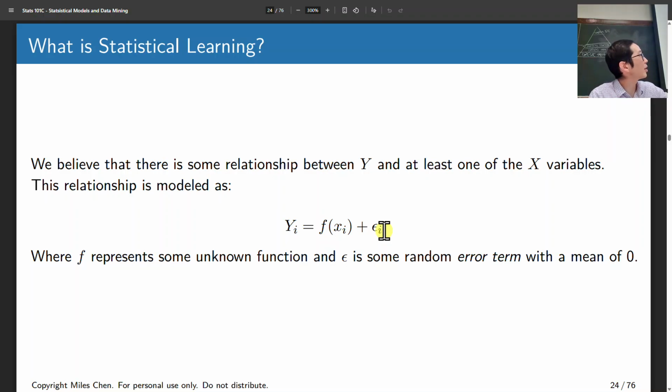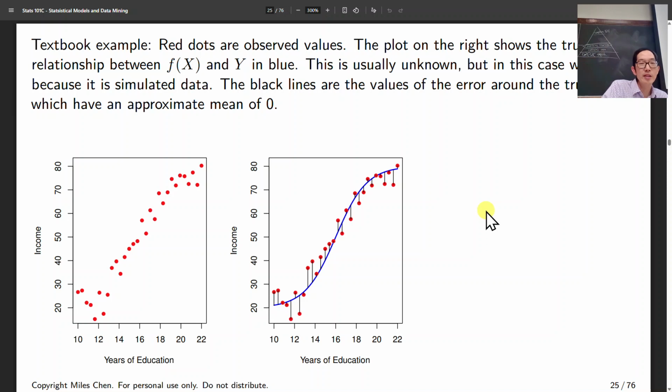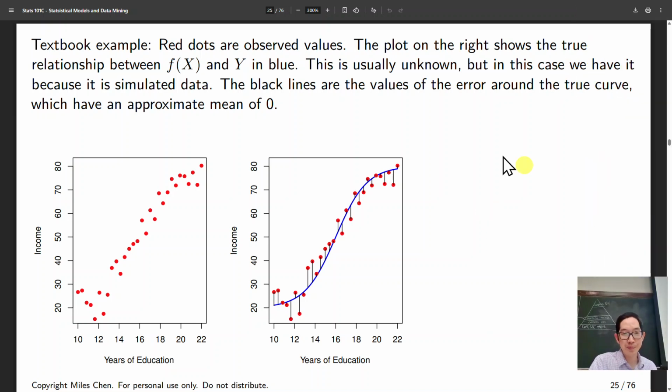That, in the long run, the expected value of your function applied to all of your inputs will be whatever the true value of Y is, okay? All right, and so here's a simple example. This is fictional data, but it's just to say that you have some kind of relationship between your input and the output.